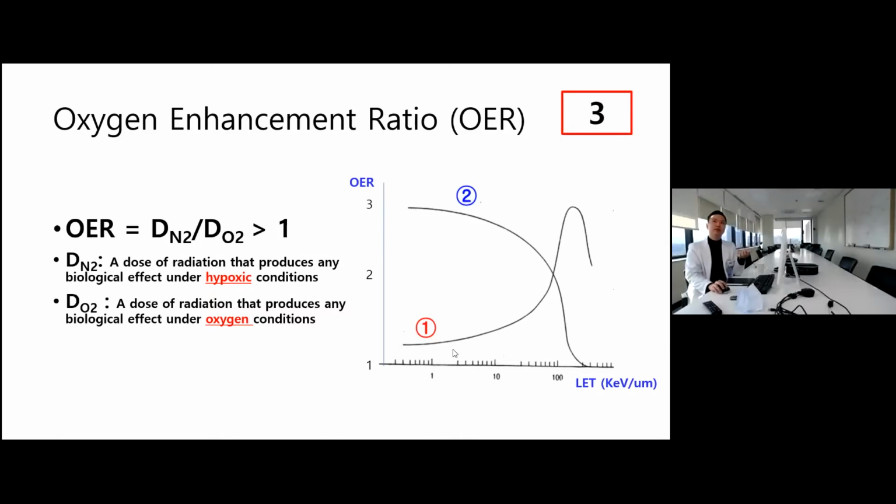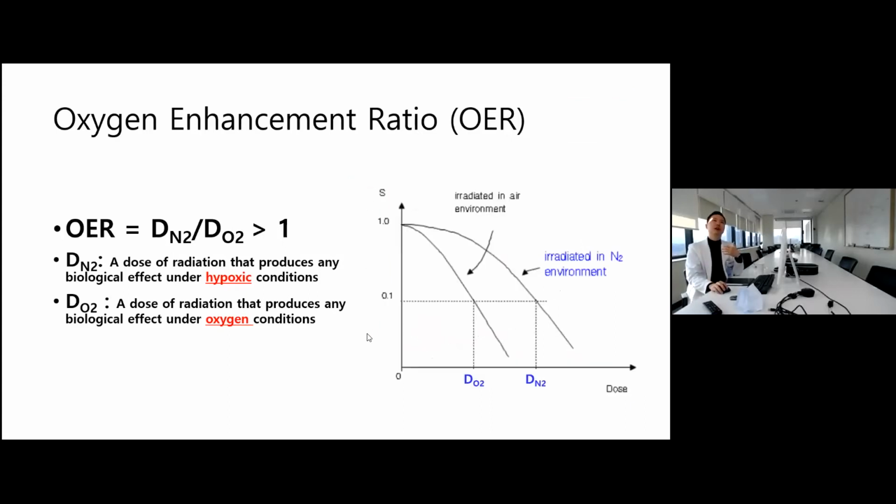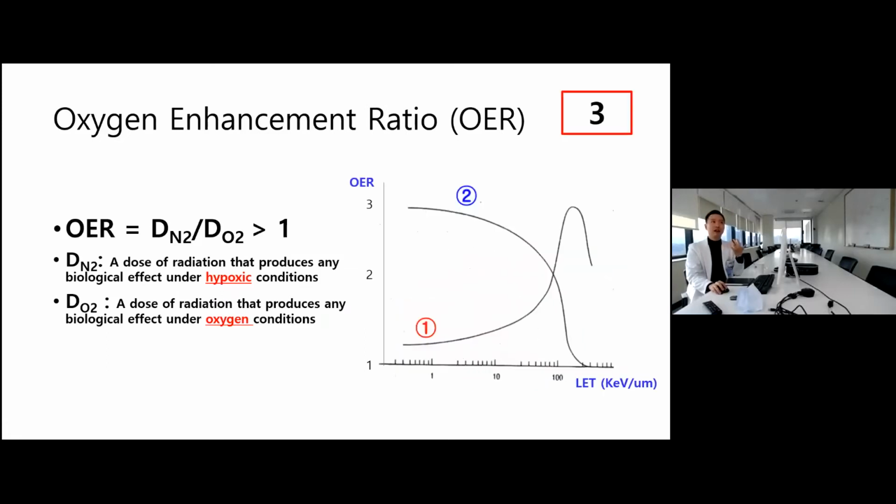For the number 1 graph, it is about the relationship between the RBE and the LET. So as the LET gets higher, the RBE gets higher. However, there is some point when it reduces, and this is known to be because there comes an overkill of the cells in this part of the graph.